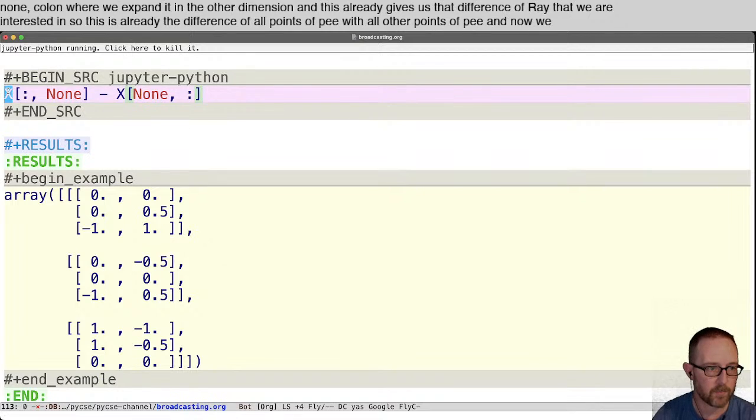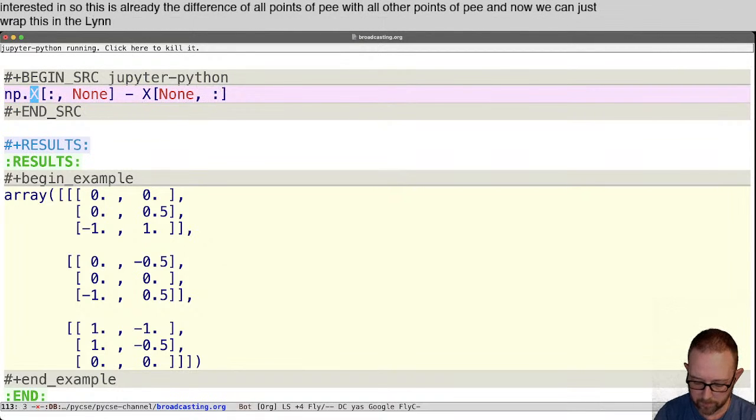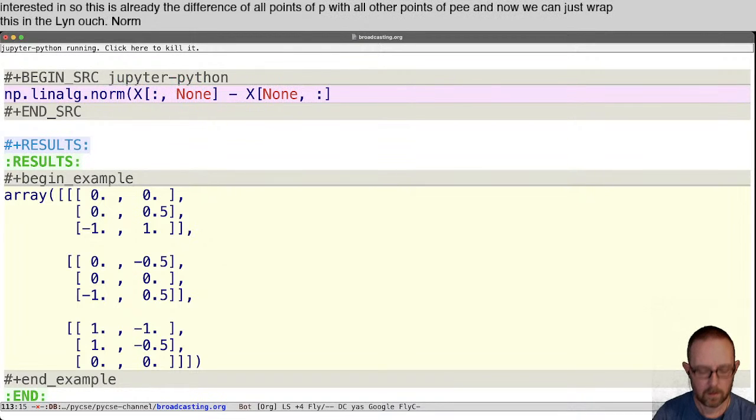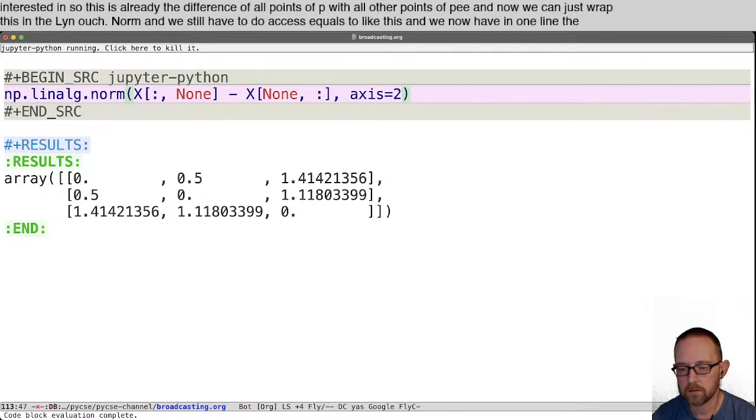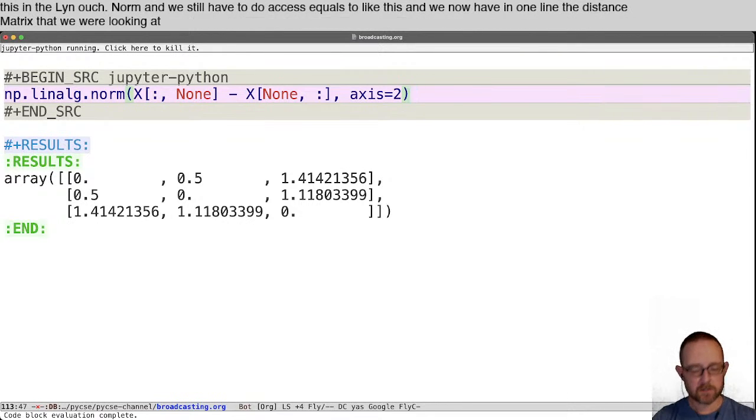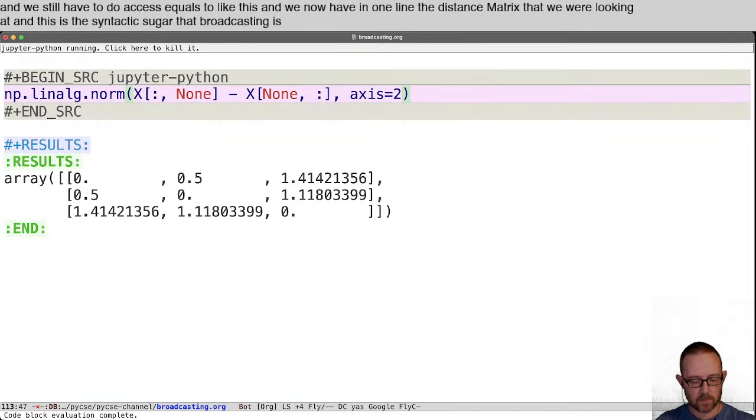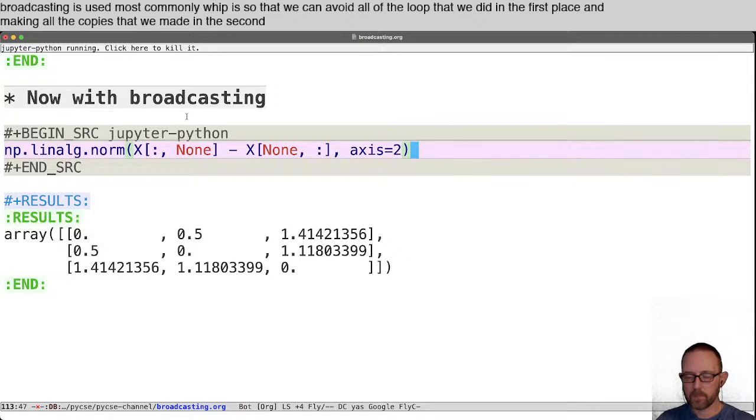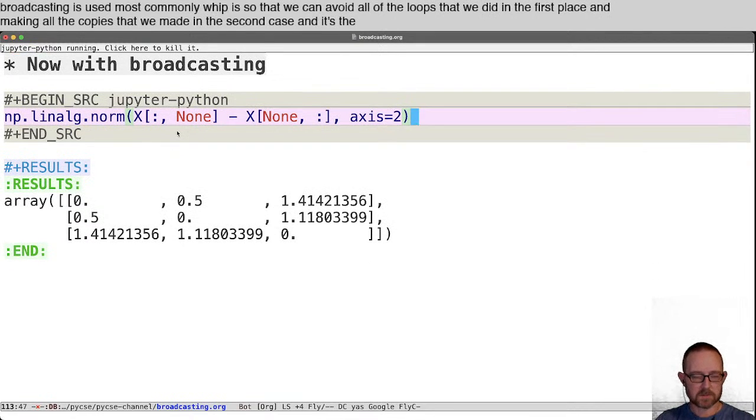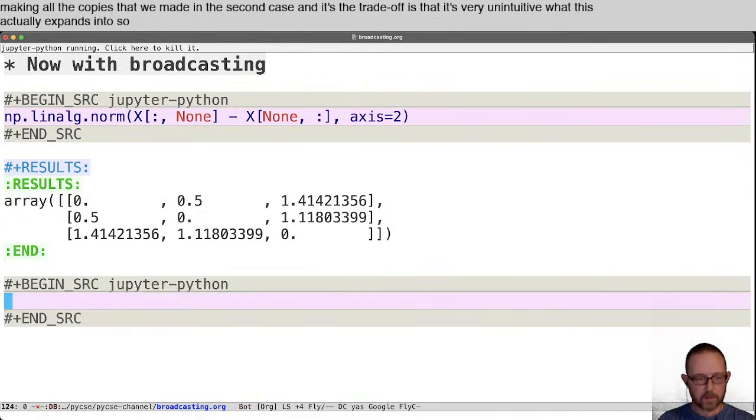And now we can just wrap this in the linalg.norm. And we still have to do axis=2, like this. And we now have in one line the distance matrix that we were looking at. And this is the syntactic sugar that broadcasting is most commonly used for, so that we can avoid all of the loops that we did in the first place and making all the copies that we made in the second case. The trade-off is it's very unintuitive what this actually expands into. So we can take a look at that if you're trying to debug.